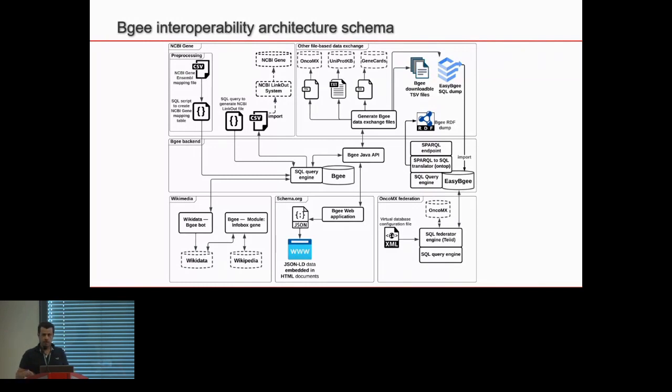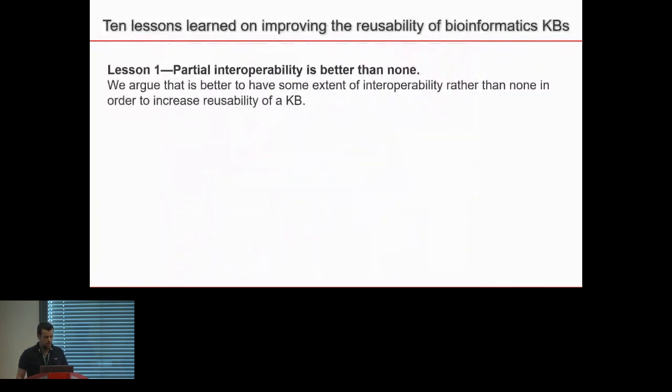Now, to start talking about the lessons learned. The first lesson learned is that it's better to have some extent of interoperability rather than none. To achieve a perfect, full interoperability with a knowledge base is considerably hard for many reasons. It could be, for example, a lack of resources, like human resources, or a lack of skills of some delegates of the knowledge base, that could keep the interoperability from being perfect and complete.